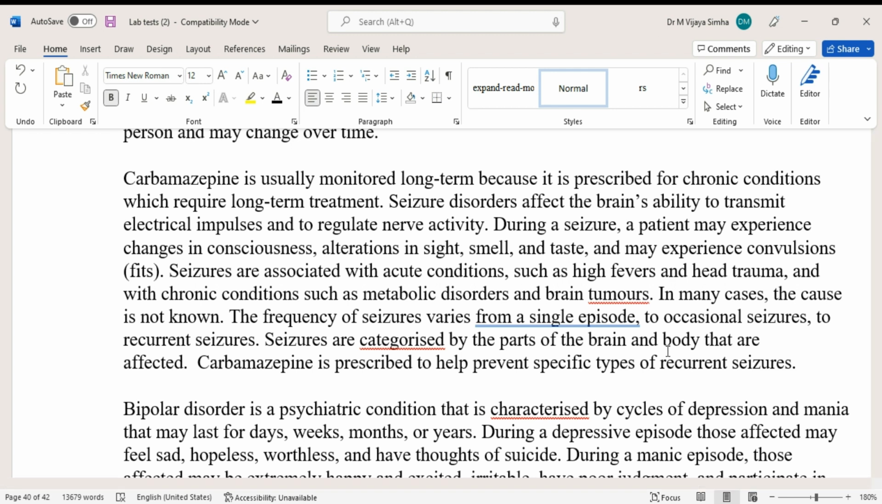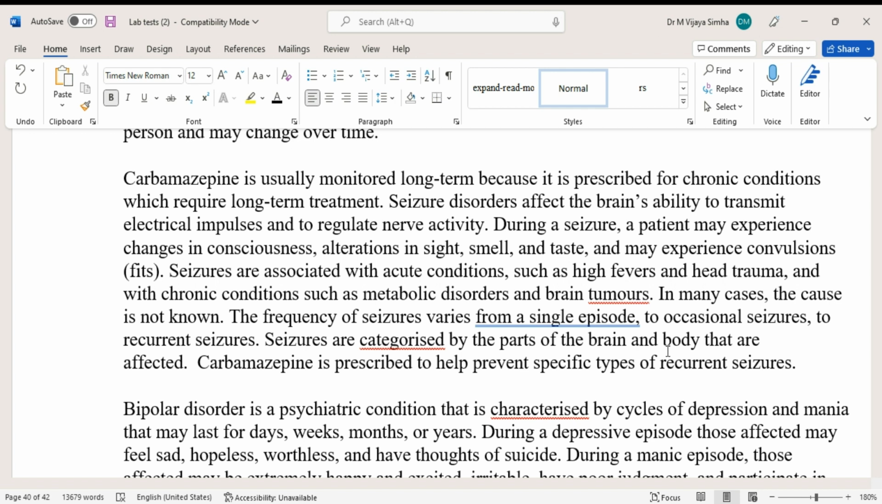Seizure disorders affect the brain's ability to transmit electrical impulses and to regulate nerve activity. During a seizure, a patient may experience changes in consciousness, alterations in sight, smell, taste, and may experience convulsions, fits. Seizures are associated with acute conditions such as high fever and head trauma, and with chronic conditions such as a metabolic disorder and brain tumor. In many cases, the cause is not known.